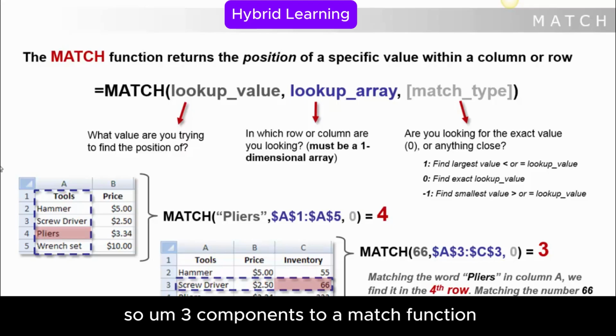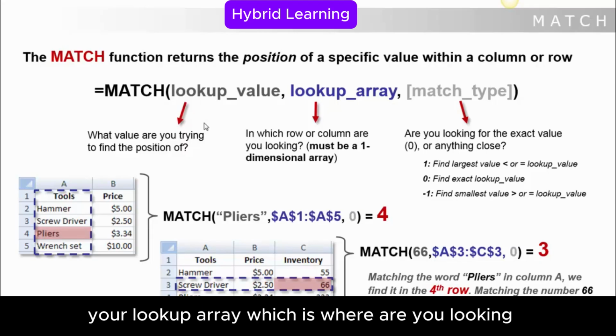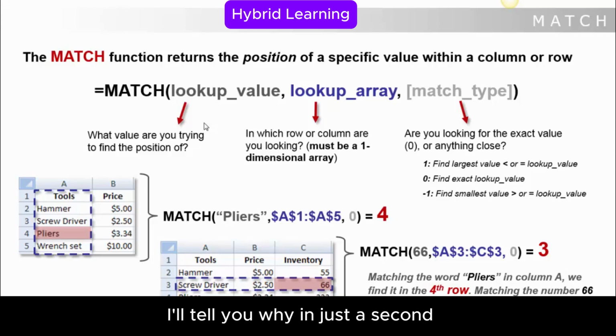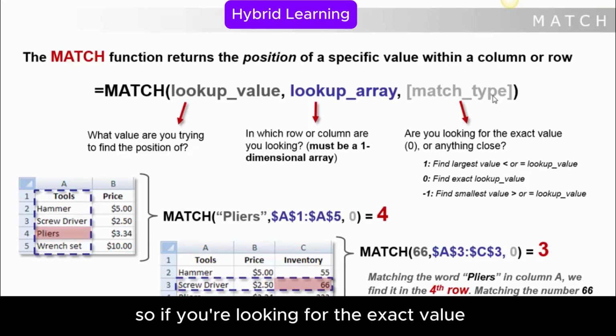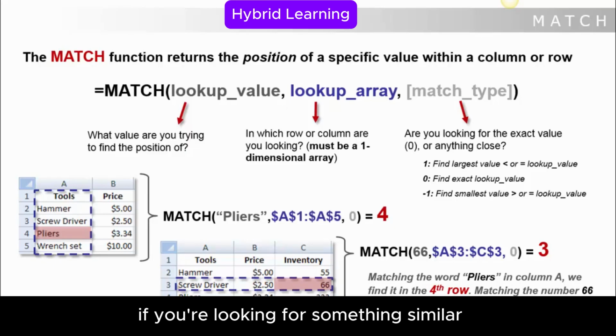So 3 components to the MATCH function. You've got your lookup value, which is what value you're trying to find the position of, your lookup array, which is where you're looking, and note it has to be a one-dimensional array. I'll tell you why in just a second. The 3rd component is the match type. So if you're looking for the exact value, which you will be 99% of the time, just put a 0. If you're looking for something similar, you can use a 1 or a -1 here.